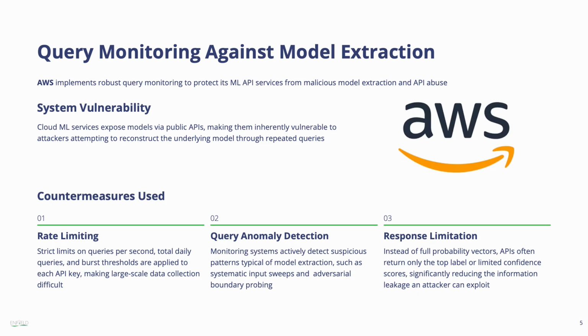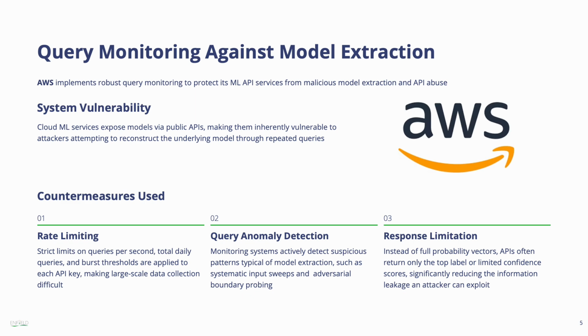A second example relates to query monitoring against model extraction. This example comes from Amazon Web Services, which offers a number of machine learning models through machine learning API services. And there the vulnerability that is aligned with what we already discussed is model extraction. So an attacker can potentially send a large number of queries and observe the inputs and the corresponding outputs, and from that try to create a replica of the model that is proprietary, that is closed access, and AWS does not want to reveal.